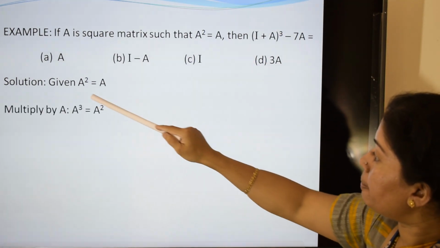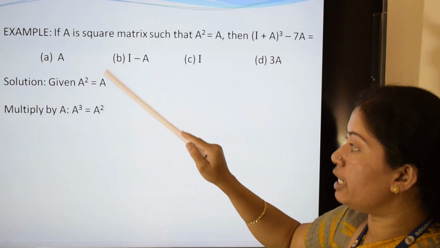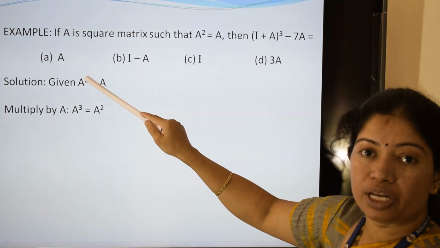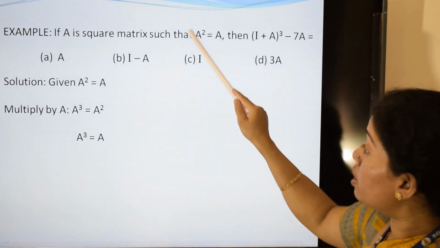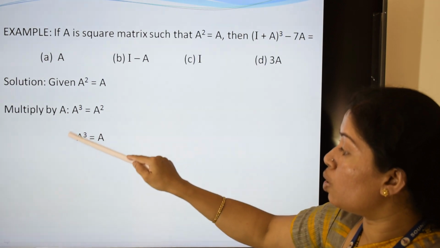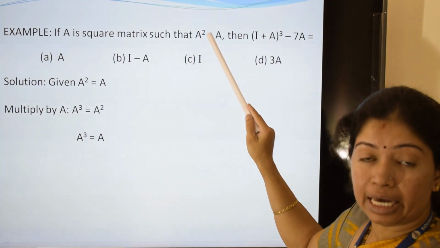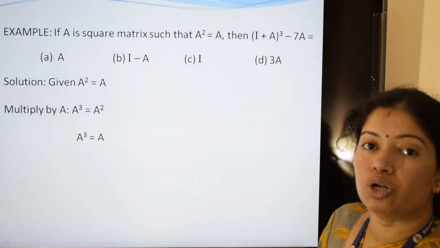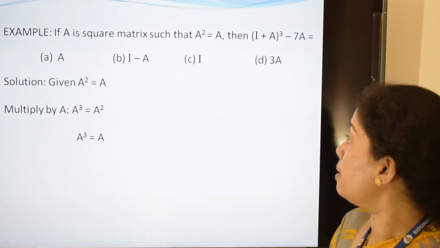So let us multiply the given thing by A. So when you multiply both the sides by A, you are going to get A square into A is A cube. A into A is A square. But what is A square? A square is A. So your A cube also became A. So keep it in your mind, when A square is A, if you multiply any time also, it will be A only. A to the power n also will become A.